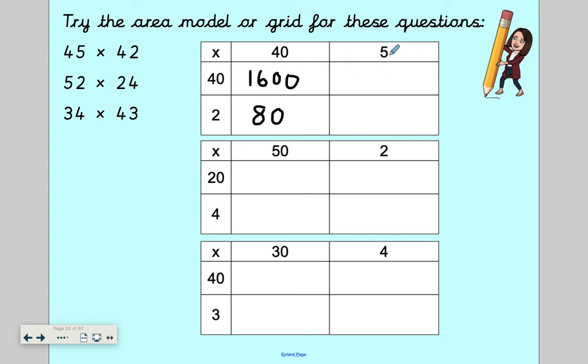So what's 4 times 5? So 4 times 5 is 20. But because there is an extra 0, I need to make sure I add that onto the end. Then I have 2 times 5. What's 2 times 5? Simple stuff, that one would give me 10.